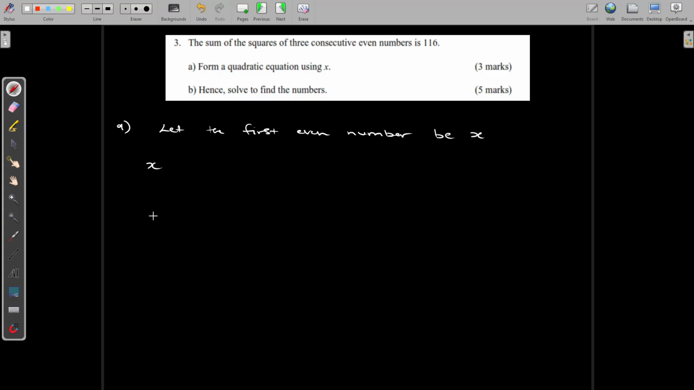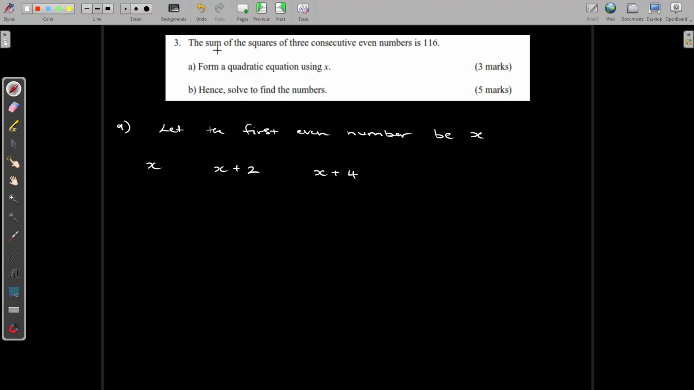If we're looking at actual numbers, when counting, to get from one even number to the next, we would simply add 2. So if the first even number is x, the second even number is x plus 2. Then we would add 2 more to this, so the third even number is x plus 4. So there we have our 3 even numbers: x, x plus 2, x plus 4.